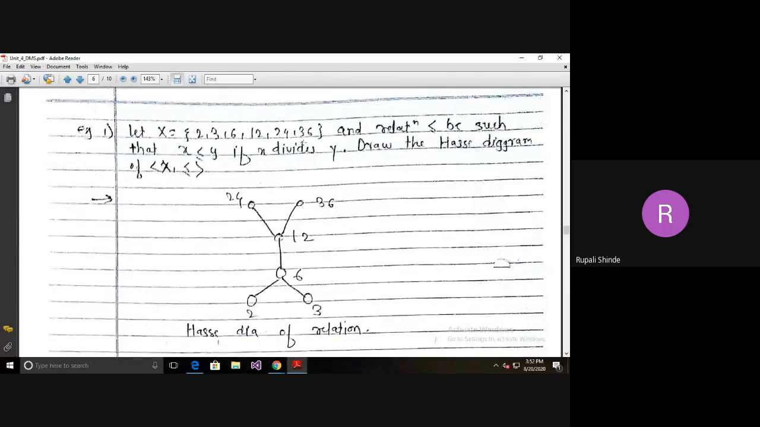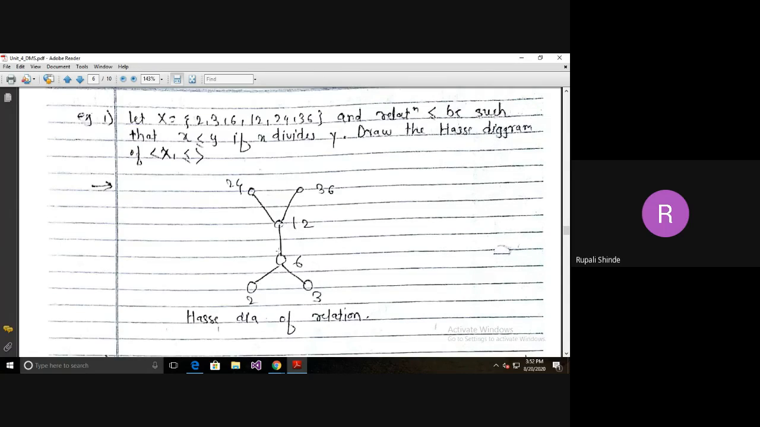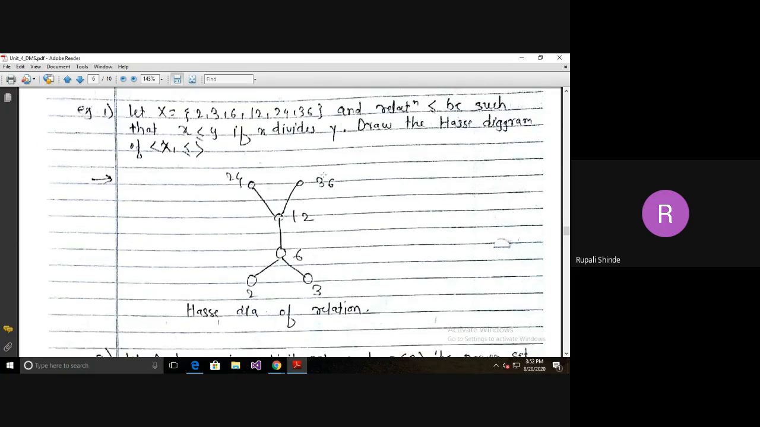If these are the elements of your set, and the relation is x divides y, now we have to draw that diagram such that every pair must satisfy x divides y. For that we have taken this example.